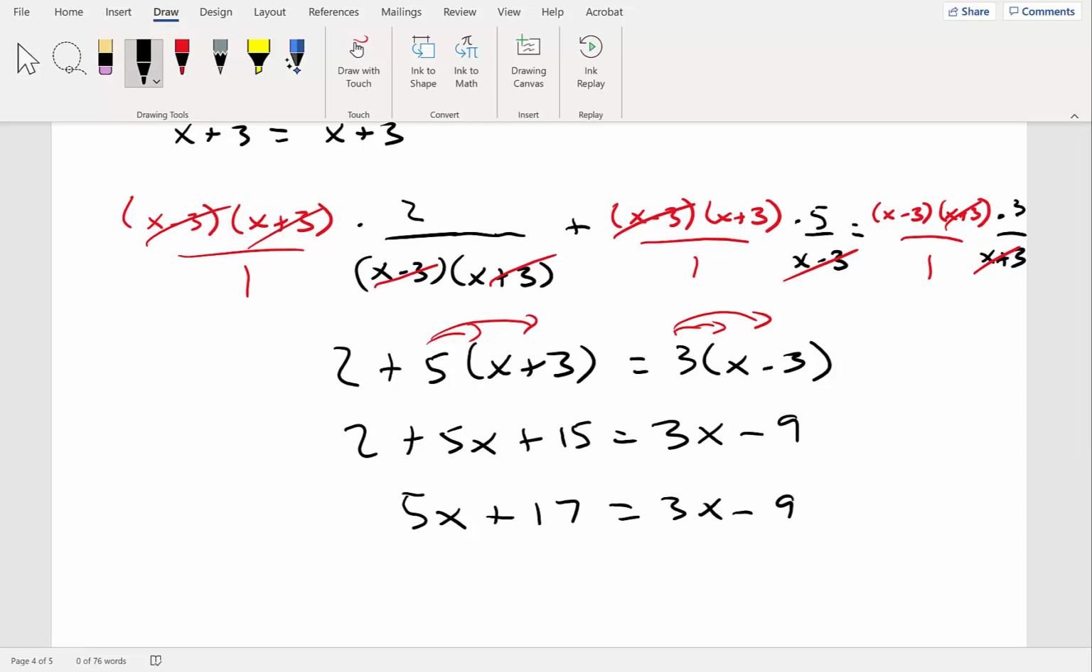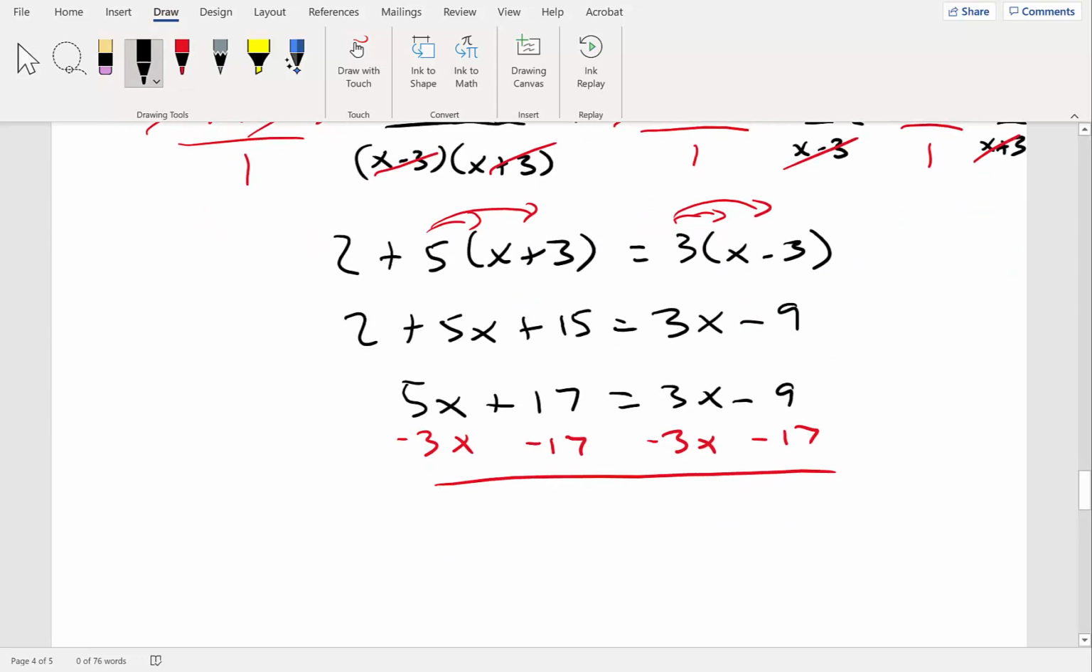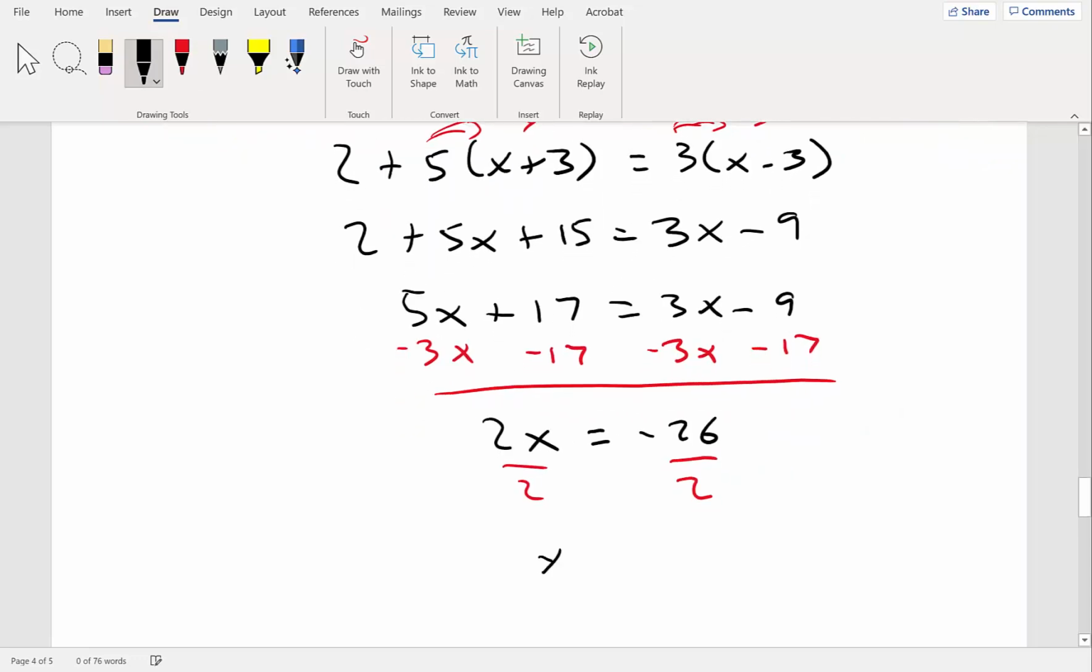Now the equation that we have is just a linear equation. There's no x squared. So in order to solve this equation, let's move our x's to one side, move our constants to the other side. So I subtracted 3x from both sides, and then I subtracted 17 from both sides. So I end up with 2x is equal to negative 26. Now let's go ahead and divide both sides by 2. We get x is equal to negative 13.